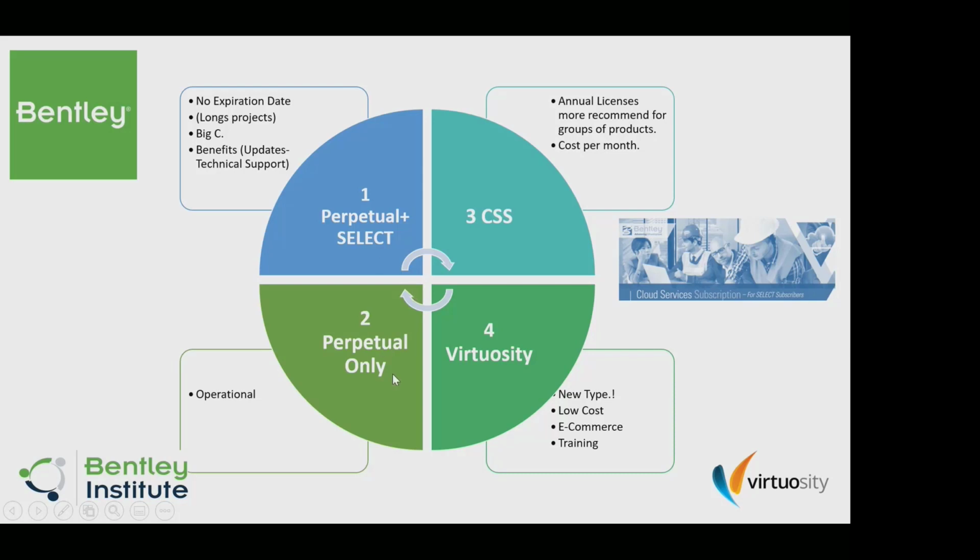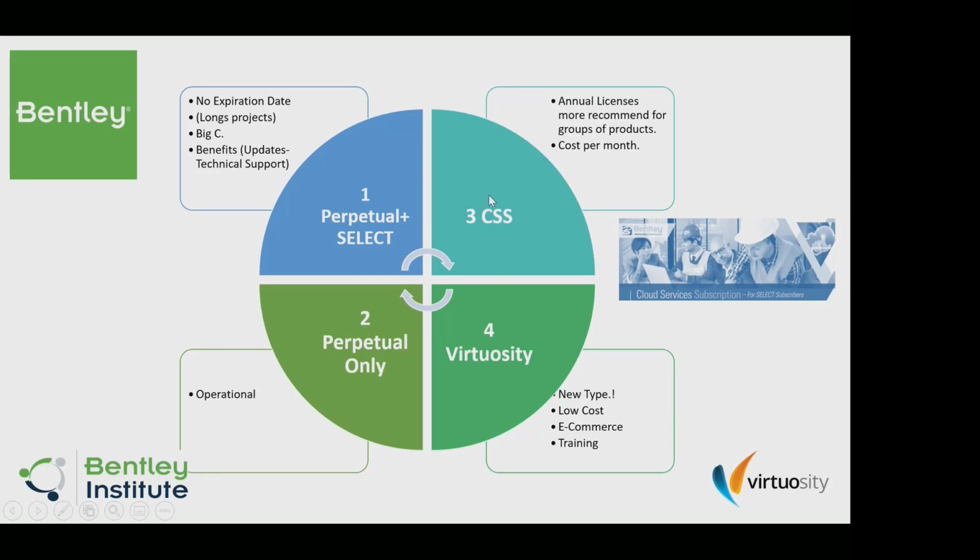In fact, our favorite is Perpetual Plus SELECT maintenance. It is the best license for long projects for big companies. For big companies that do structure projects or oil and gas projects all the time, it's better to have this kind of perpetual type. Perpetual only is for other types of company, not including the benefit of the maintenance.